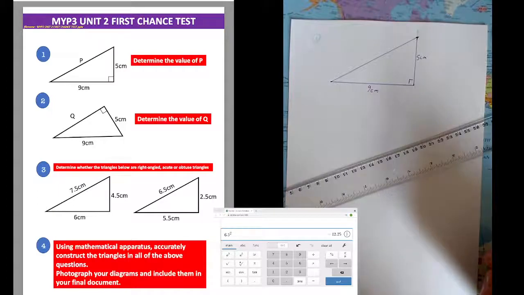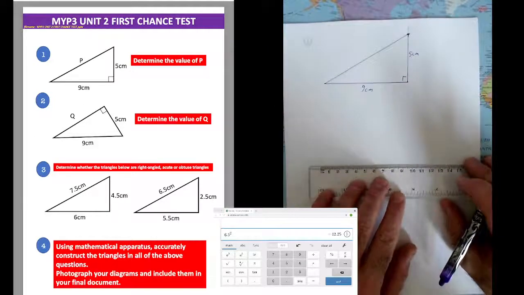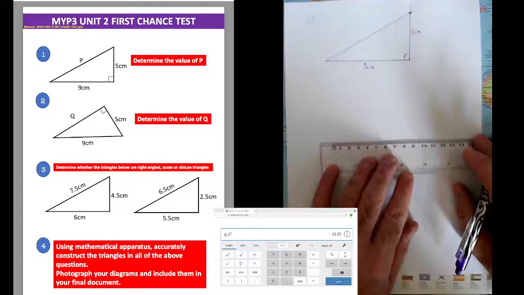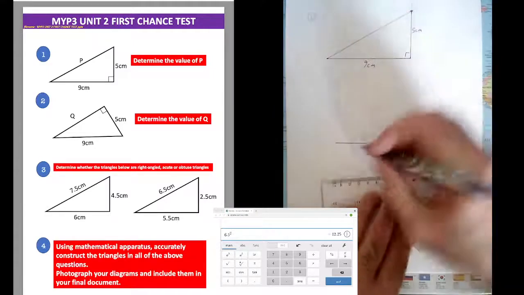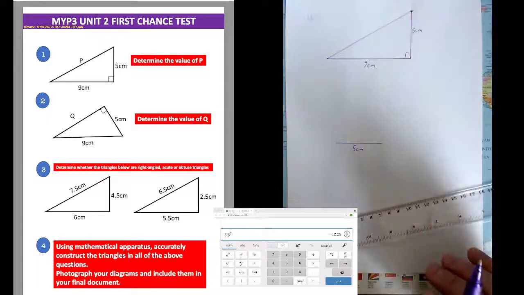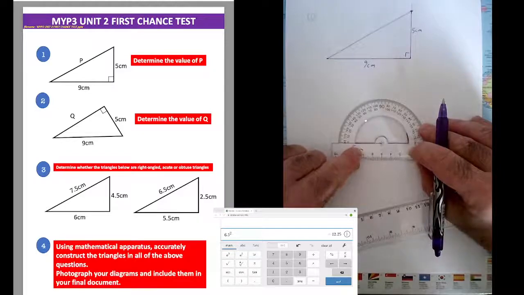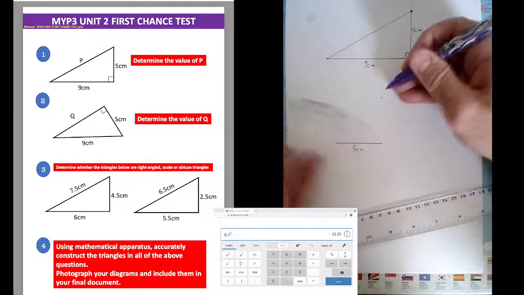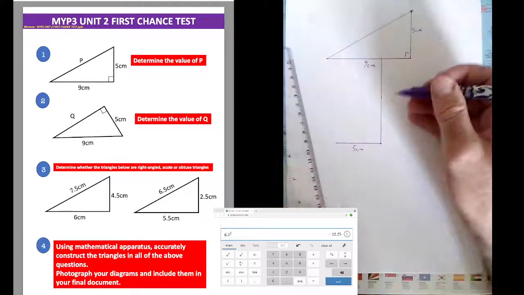So we've got the 9 centimeters and the 5 centimeters, and then a right angle there. Now, the way I might do this one is to turn it round and do the 5 centimeters at the bottom there. So there's 5 centimeters. And then I know there's going to be a line going straight up from that, because I know I've got a 90-degree angle there. So I'm going to draw a line that's going up at 90 degrees.